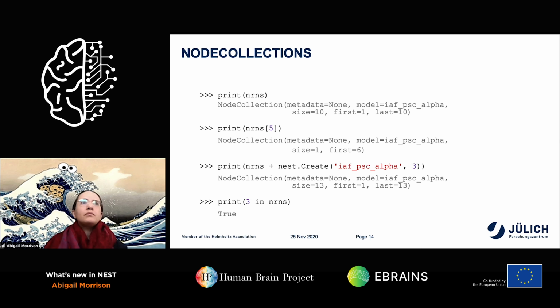So here are some of the nice things that you can do with node collection. You can print it, and it will give you an abstract representation of what's in there. You can print specific indices of it. You can adapt it inline. So in this third example, within the print statement, you are adding another 3 neurons to it.